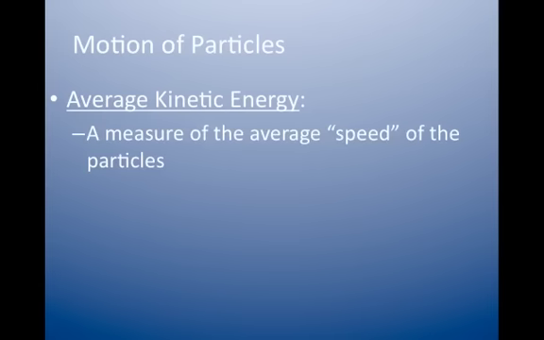It's simplified. It's not quite this definition, but what you're looking at is the average speed of the particles. It's how fast the particles are moving. So a higher average kinetic energy means they're moving faster, a lower average kinetic energy means that the particles are moving slower.